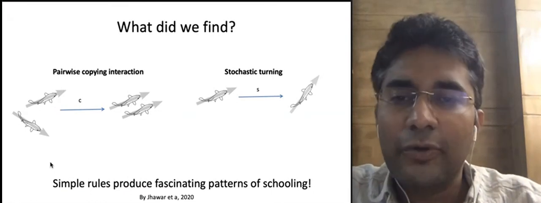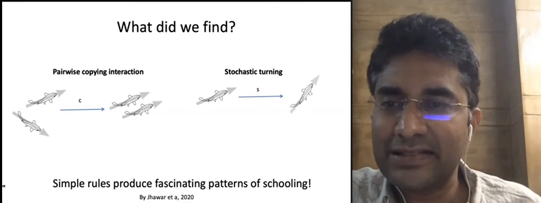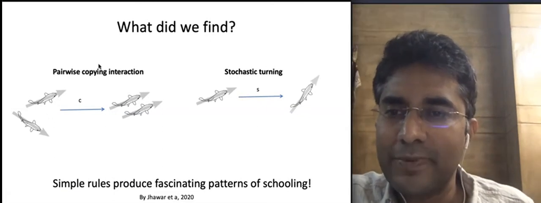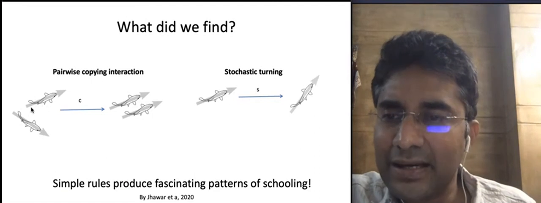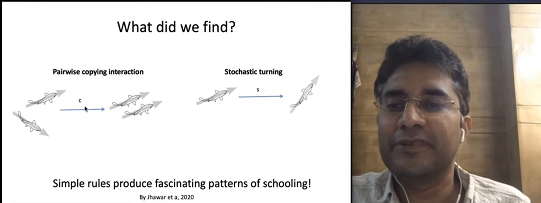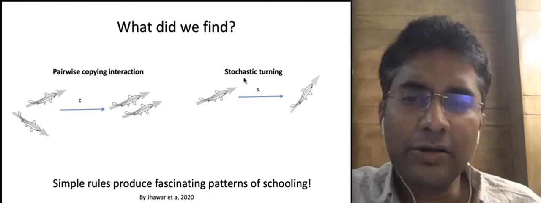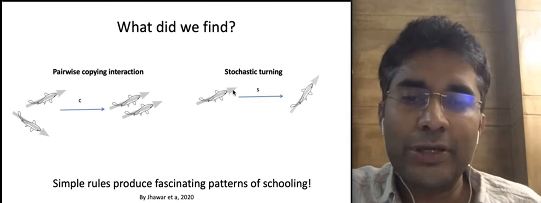In fact, our study showed only two interactions. Only two interactions are necessary. The first interaction is what we call the pairwise copying interaction. A fish moving in this direction copies another individual nearby and turns towards that fish. This is called a copying interaction. Alternatively, fish may also do just stochastic turning without following anyone.